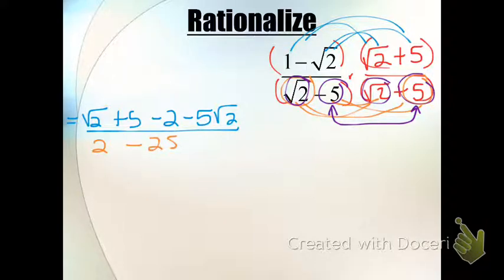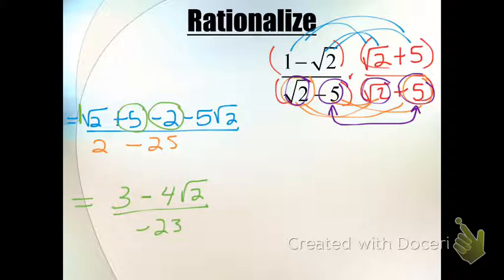All right, we've got some simplifying we can do here. In the numerator, the 5 minus 2, those are like terms. And the 1 root 2 minus 5 root 2, those are like terms. And then in the denominator, 2 minus 25 is negative 23. And we're just about done here, except for that it's usually considered improper notation to have a negative in the denominator. So to get rid of that, we're basically just going to multiply everything by negative 1.